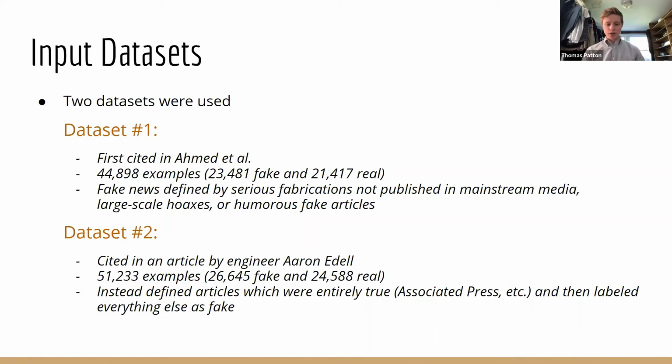The second data set we used was cited in an article by the engineer named Aaron Edel. His data set had 51,000 examples, which were again roughly split 50-50 between fake and real. Instead of attempting to define fake articles, he took articles which he knew were entirely true, such as by the Associated Press, and then labeled everything else as fake.